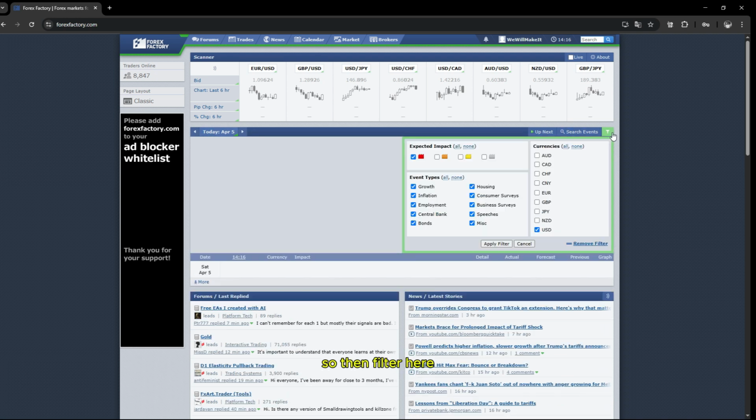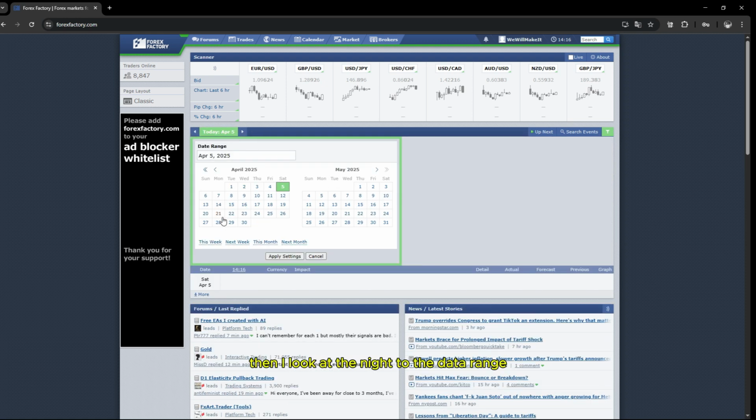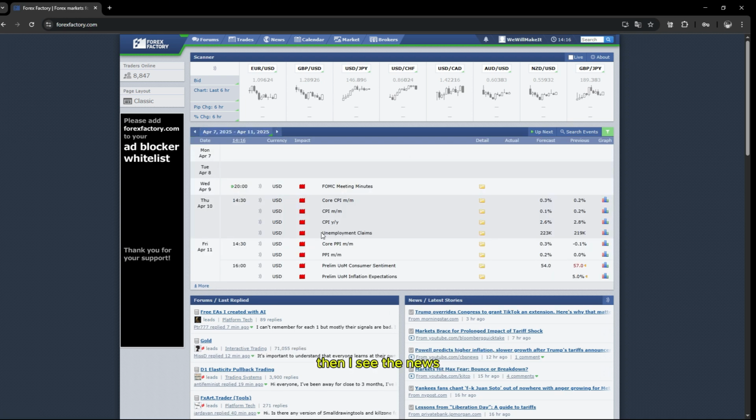So then I filter here. I only trade US pairs, so I have my market as USD, and I only don't trade on red folder news, because that's what I've been taught. So I apply the filter, then I do the date range, 7th of April till 11th of April. Then I see the news.